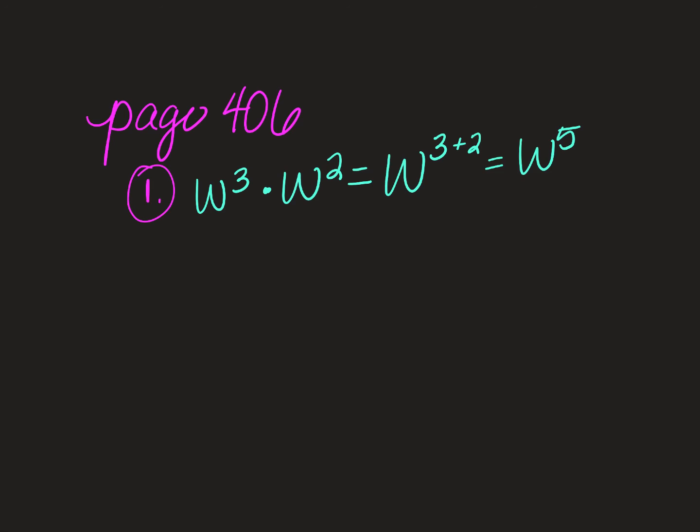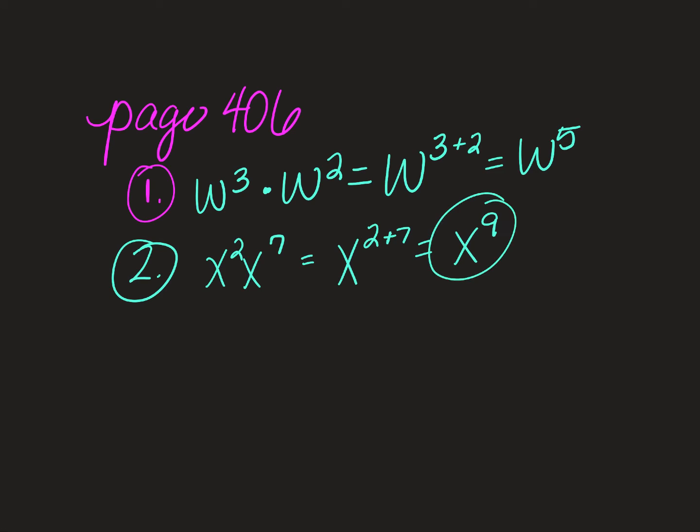Do you have to write equals W to the 3 plus 2, or can I just write W to the 5th? You can do it this way. When you get into having multiple bases and multiple variables, it's easier if you do the addition like that, but you don't have to right now, okay? So now, number 2, it can also be written like this: x squared times x to the 7th. It's the same exact thing. It'd be x to the 2 plus 7, x to the 9th is your answer. Write your answer down for number 2.